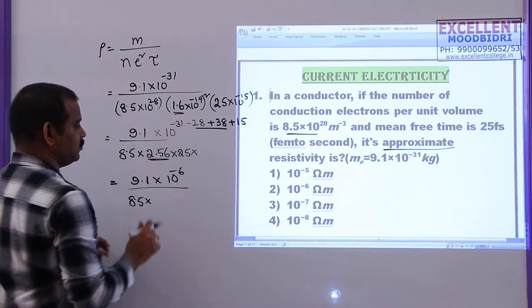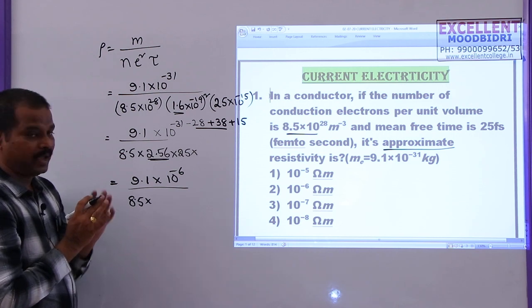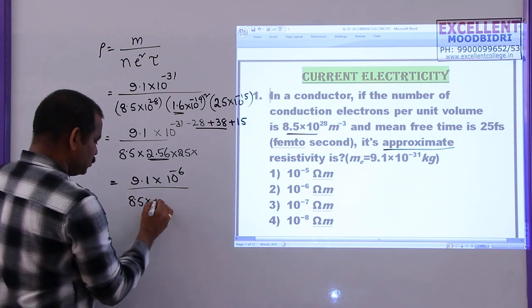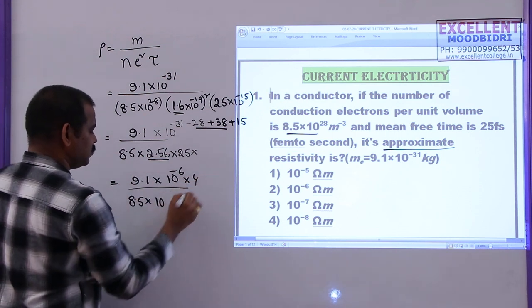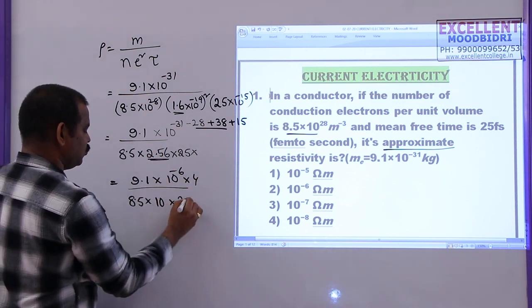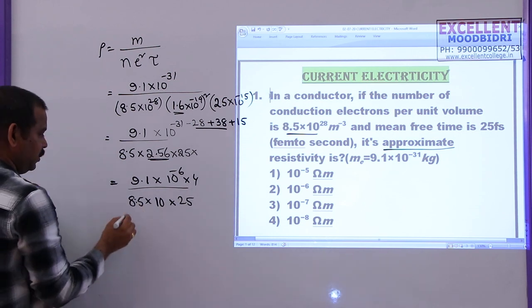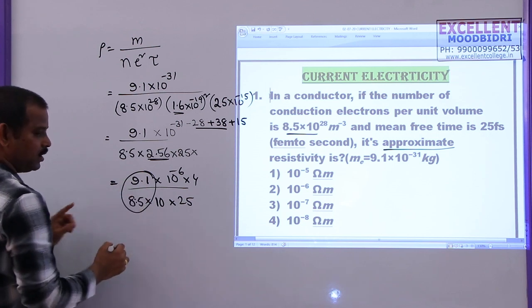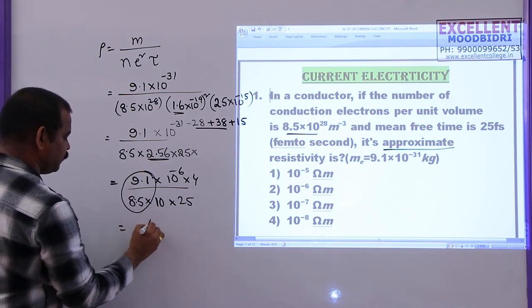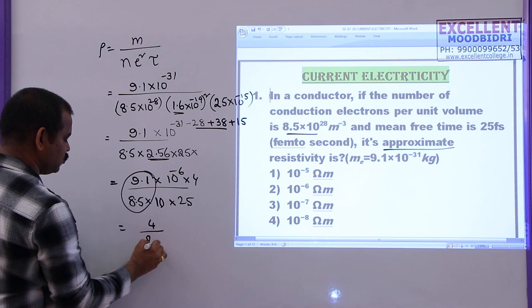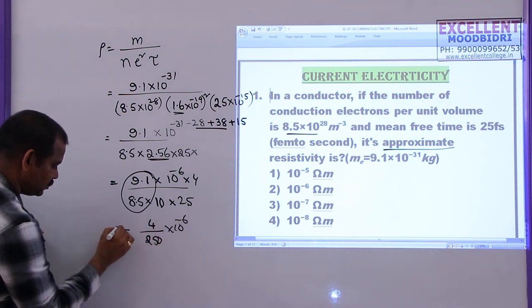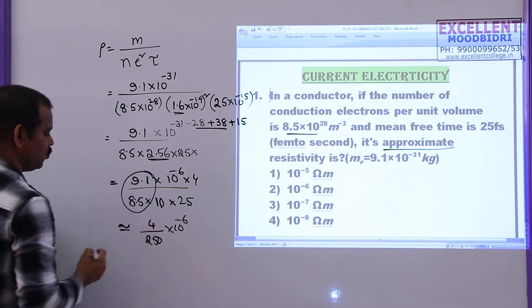This is 2.56. I require only the approximate value, so I am taking 2.56 as 2.5. So this will be 10 by 4, and 10 by 4 is 2.5, into 25. Now you can see 9.1 and 8.5 are nearly equal. Let me take it as nearly 1. So this will be 4 by 250 into 10 power minus 6. I should not take it as equal, this is nearly equal to.